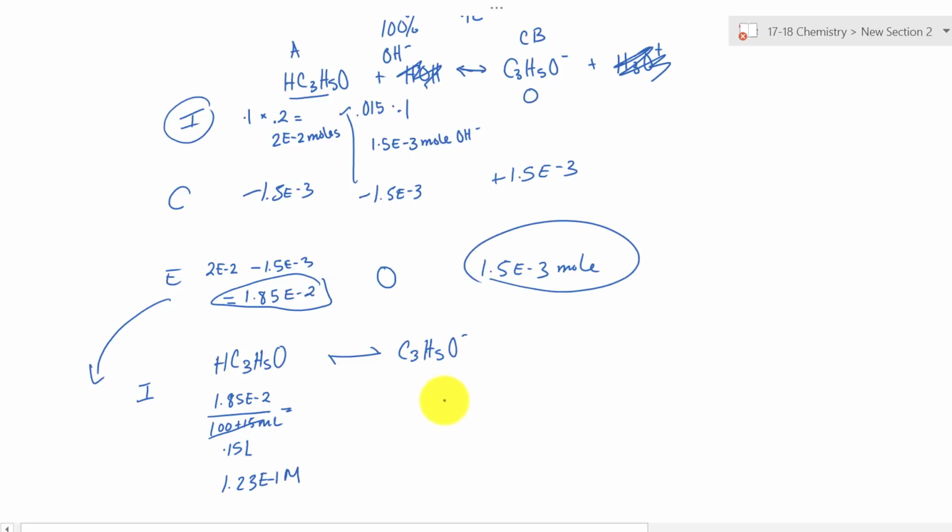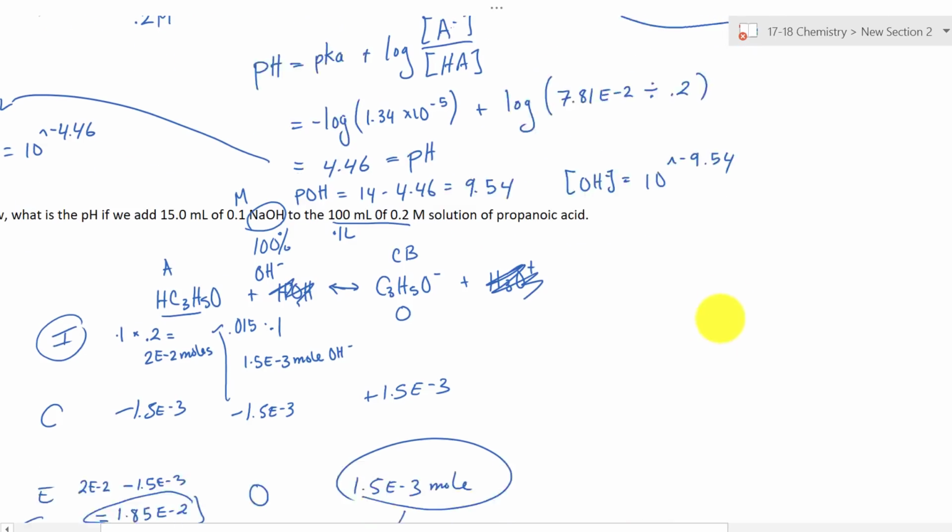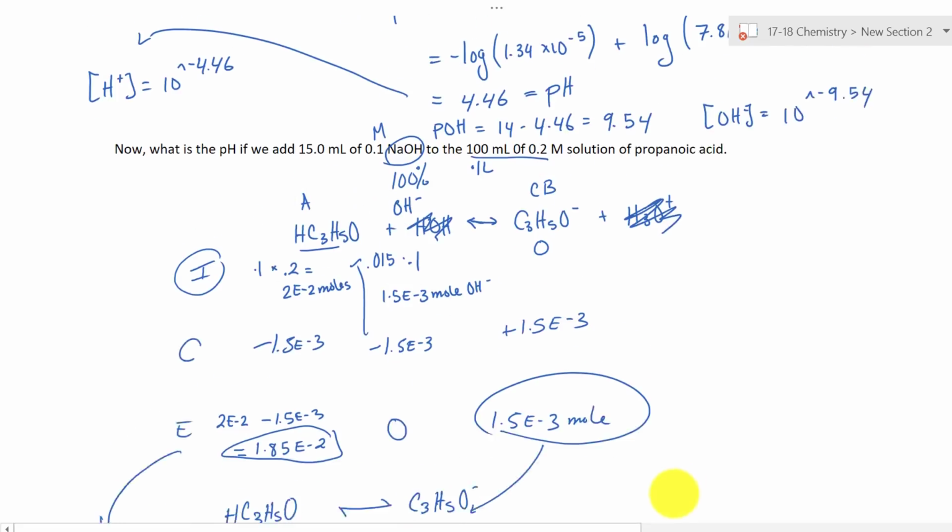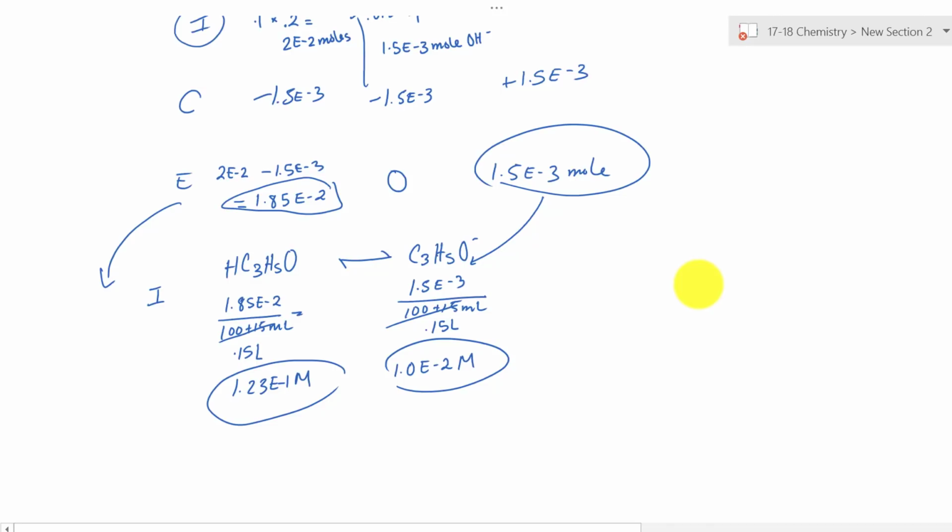Well, this is your mole initially right now. It will become the initial right here. So 1.5 e to the negative 3 divided by the volume, which is the same volume as this one because they are in the same container. So 15 milliliter, and that will convert to 0.15 liter and give us our concentration. In this case, plugging into a calculator, we have 1.0 e to the negative 2 molarity. Now we have the concentration of the conjugate pair for the Henderson-Hasselbalch equation.